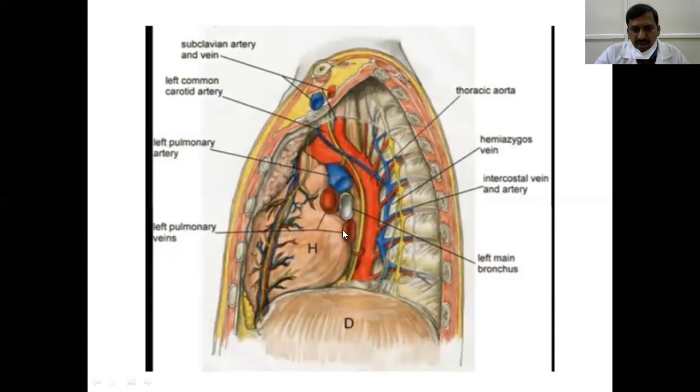And these are the pulmonary veins, and this is the left principal bronchus. This is the pulmonary artery, left pulmonary. If you take the section at this level, this is the left pulmonary artery, and this is the arch of aorta. From the arch of aorta, these are the great blood vessels. Okay, so these are all the structures in the posterior mediastinum.